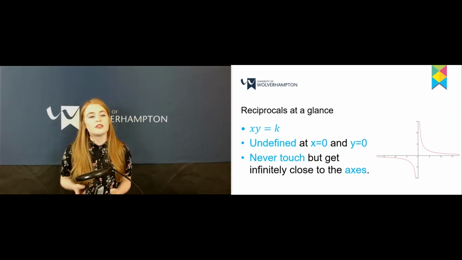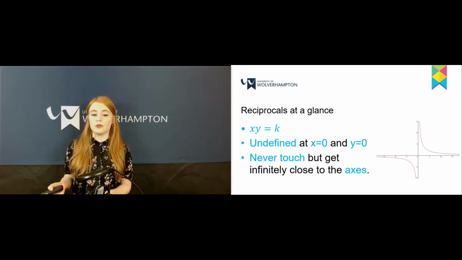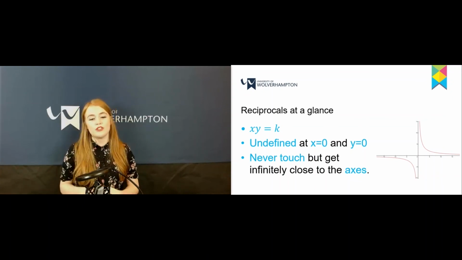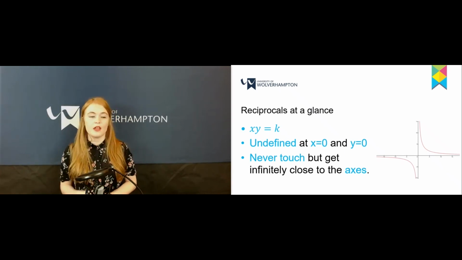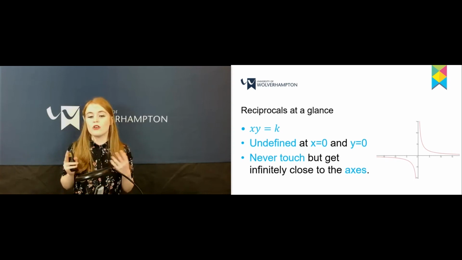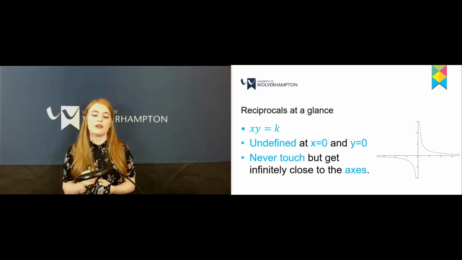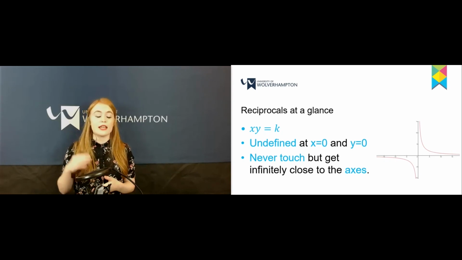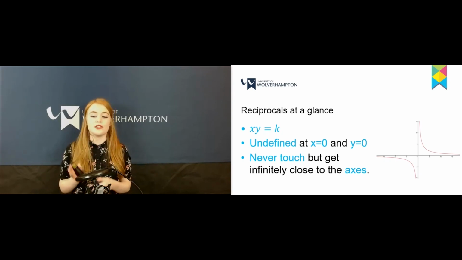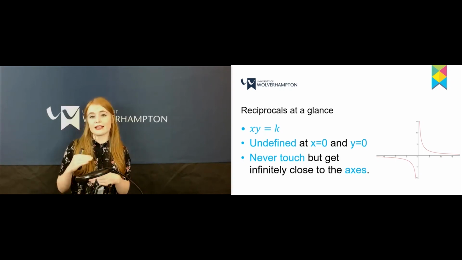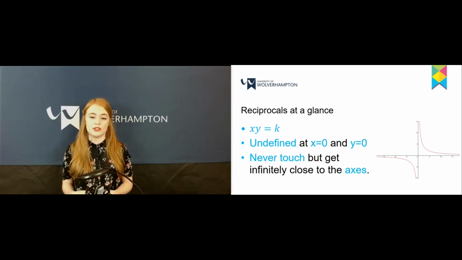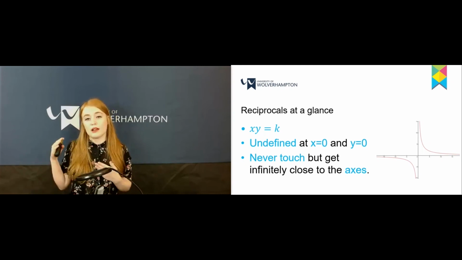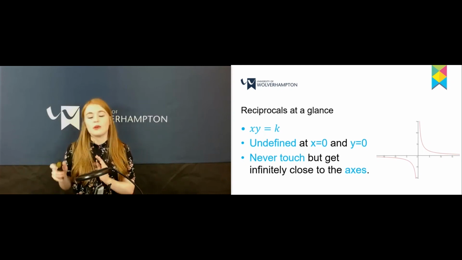So reciprocals come in the form xy equals k. Now you're probably used to seeing equations in the form y equals, but you can easily rearrange this into y equals k divided by x. Properties of reciprocals are that they're undefined at x equals 0 and y equals 0. So they never touch but get infinitely close to the axes. So as you can see here, the y-axis and the x-axis are asymptotes, which is a word that you might need to know for your studies. And it just means that it will get closer and closer to that line, but it will never ever touch it.